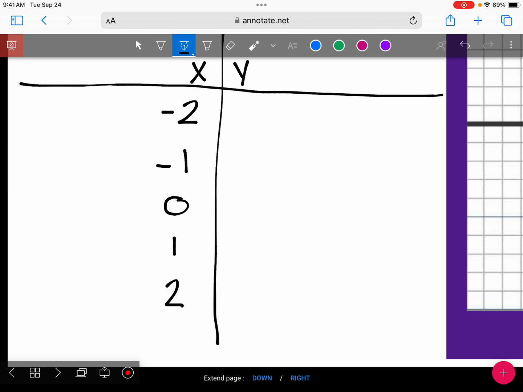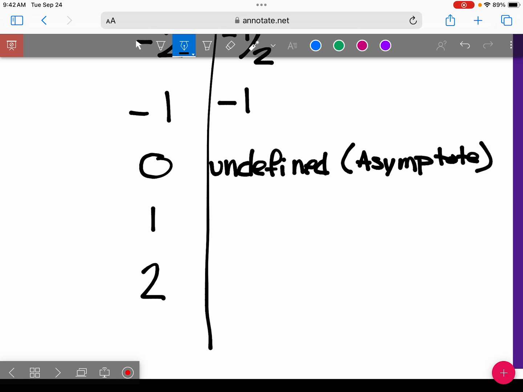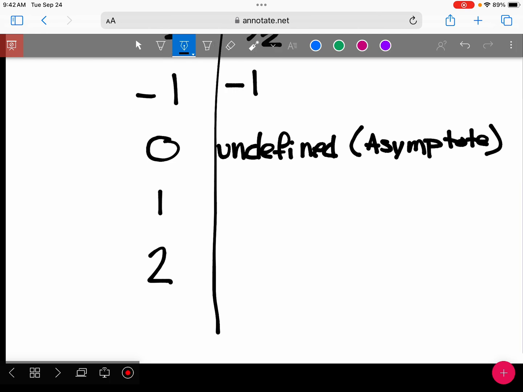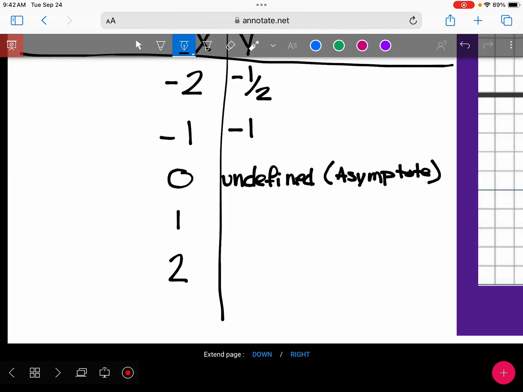What are my y's going to be? -1/2, -1, careful, undefined, this is going to be an asymptote. So we're going to have our infinite discontinuities showing up. Oh my gosh. It's the dotted line. It's the walls we can't crash through. All right, how about the rest of our y's?